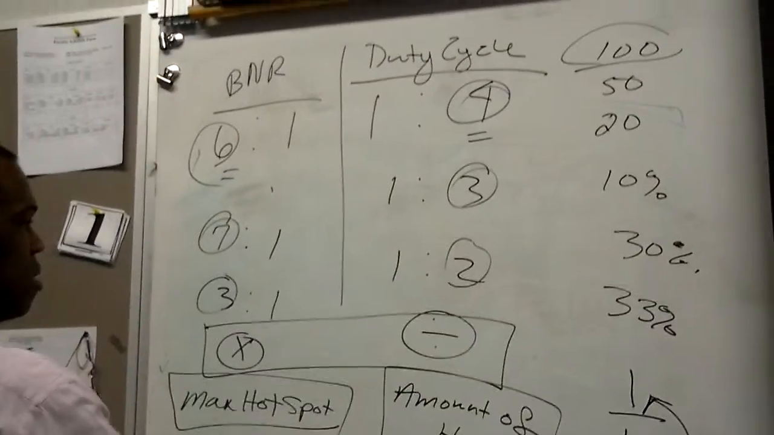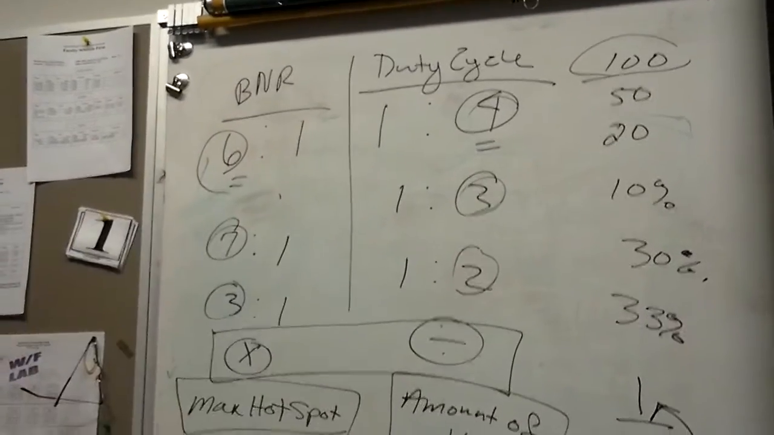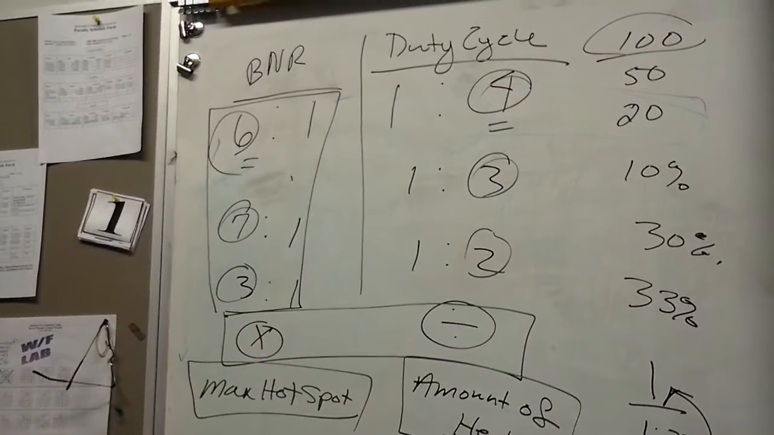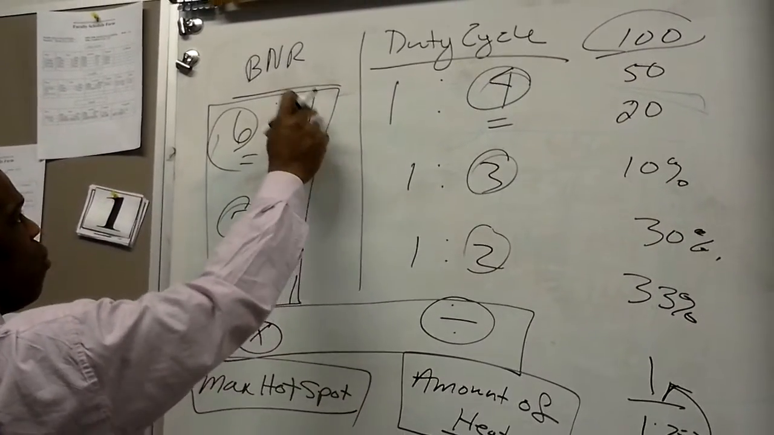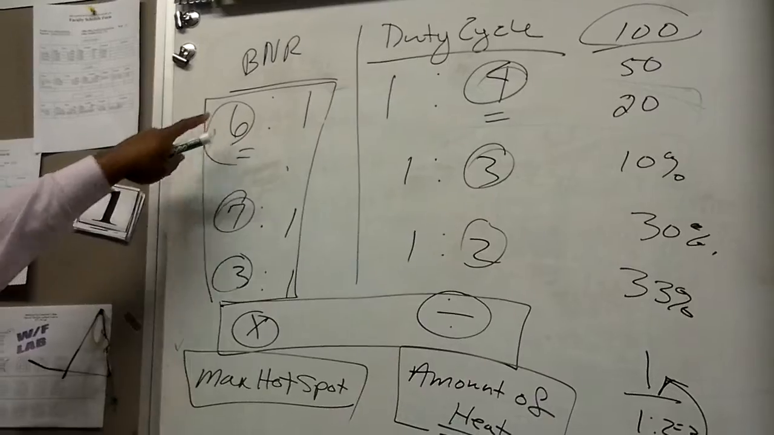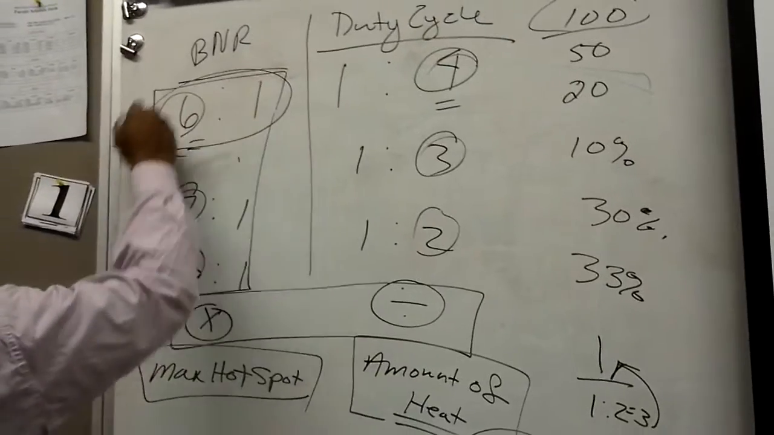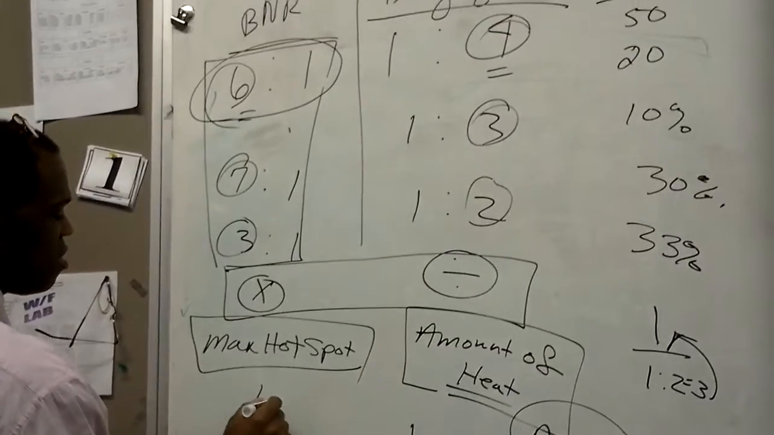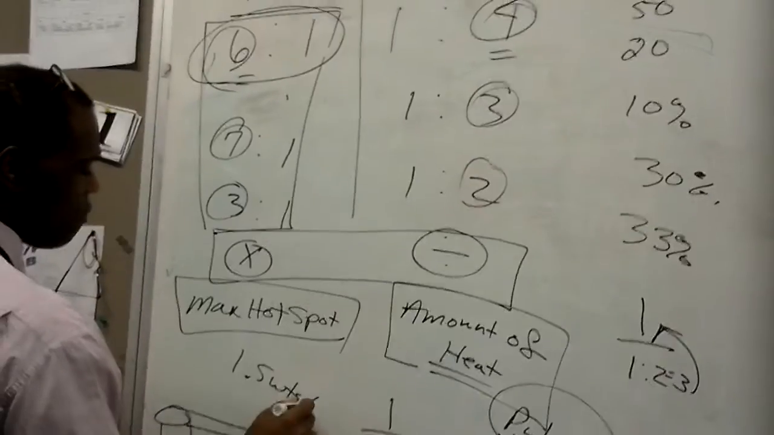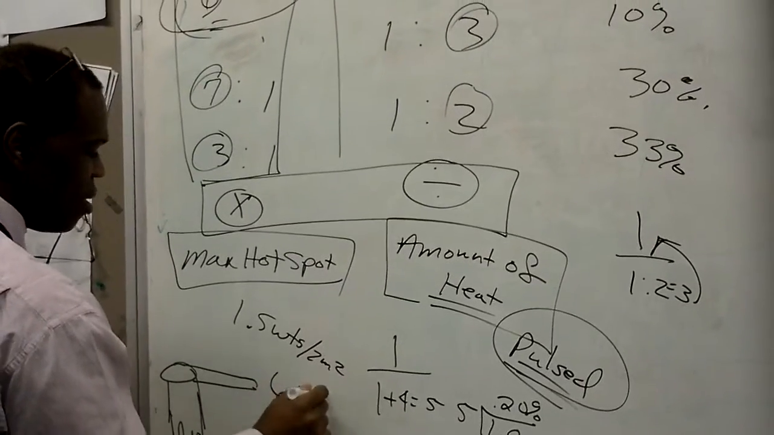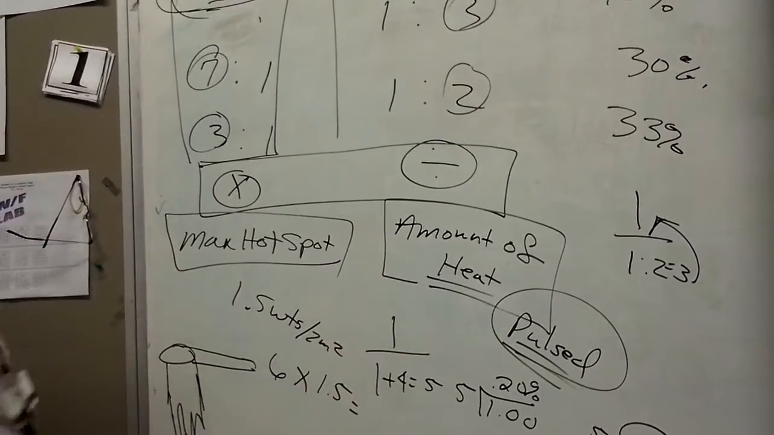So this is division. Over here is multiplication. And this is what the manufacturer is saying when you set the machine. If you set the machine at 1 watt per centimeter squared, the maximum hot spot with that BNR could be as much as 6. This is what the machine came at. But if you set the machine at 1.5 watts per centimeter squared, then basically what you're saying is 6 times 1.5 equals.